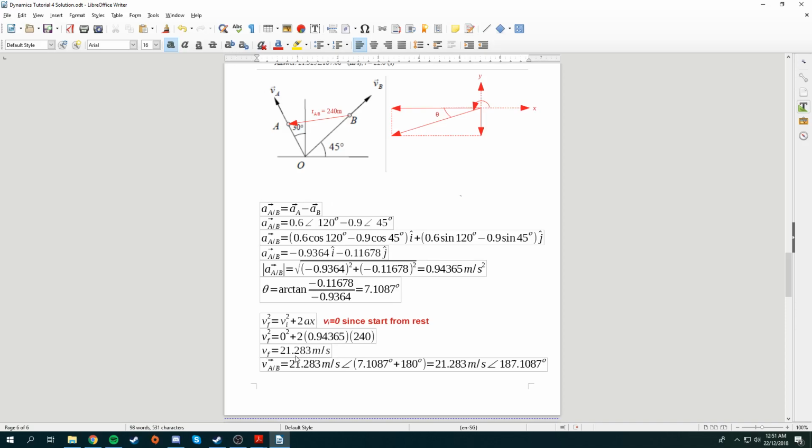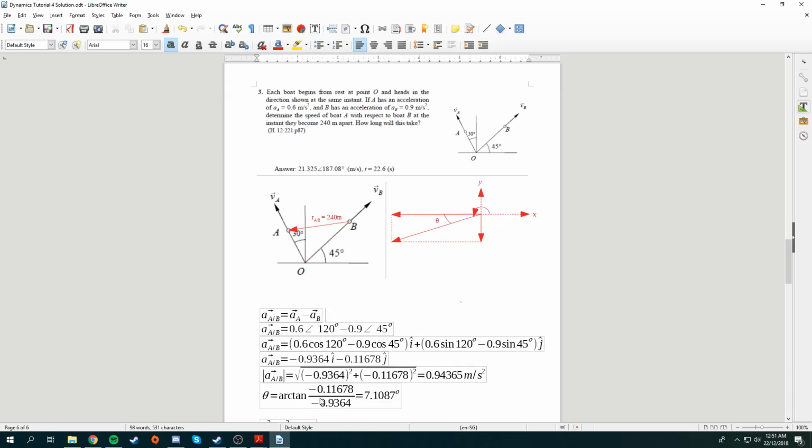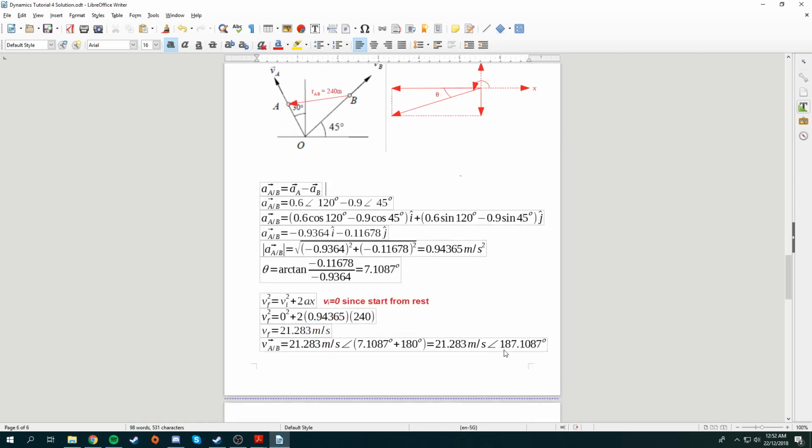With that, I just plug this into the relative velocity, and the angle that I calculated over here is actually this angle. Because I used the tangent inverse of negative y-axis over negative x-axis, it's actually measuring this angle. So I need to add 180 degrees because whatever angle you write is measured from the positive x-axis. Therefore, it becomes 187 degrees over here. So that's how you do the relative velocity part.